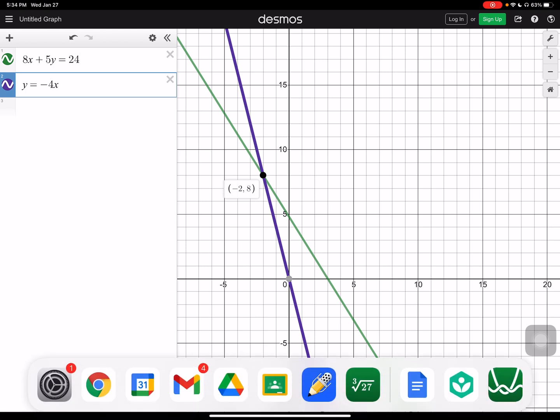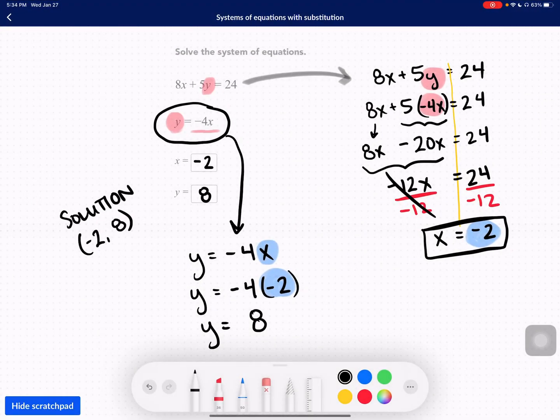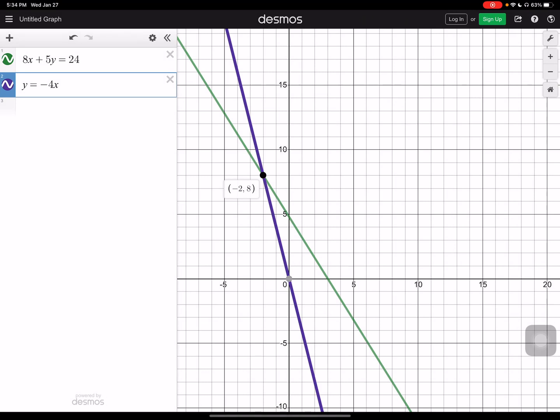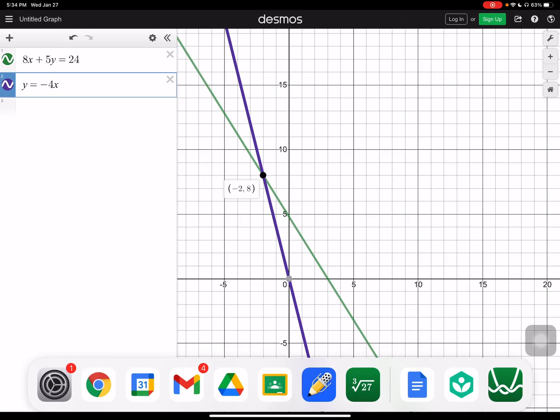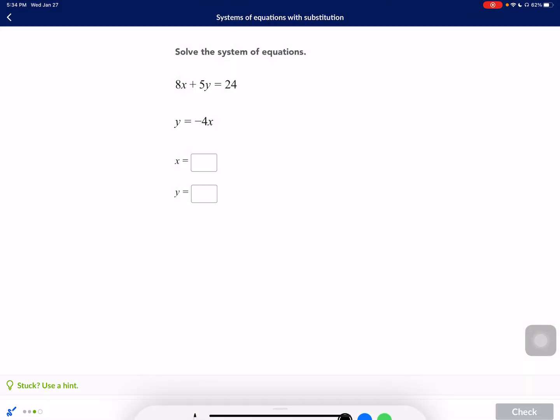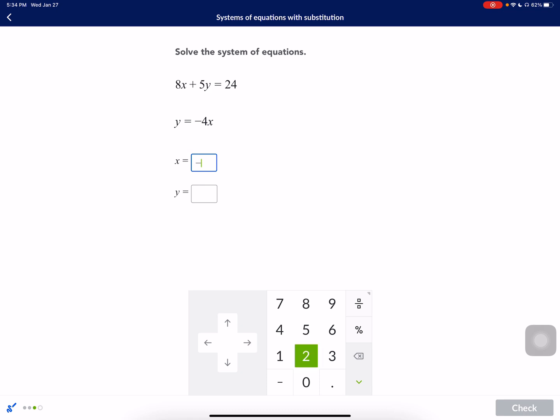So we see right here, our point of intersection, which is our solution, is negative 2, 8. So let's see here, did we get x equals negative 2 and y equals 8? Yes, we did. And we had gotten the point negative 2, 8. So that is the solution, and this is what it would look like on the graph. It's where they intersect. So Desmos graphing is a very useful tool. So let's just hide this. Let's make sure we got it right here, negative 2, 8.